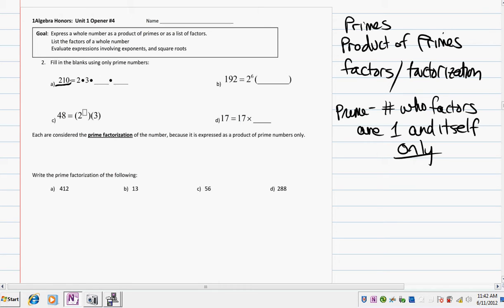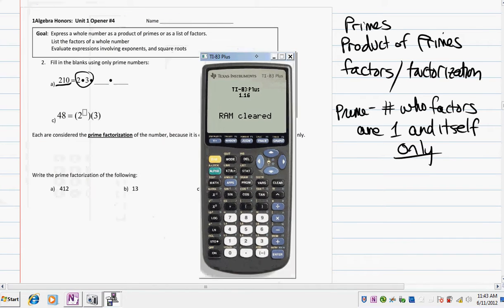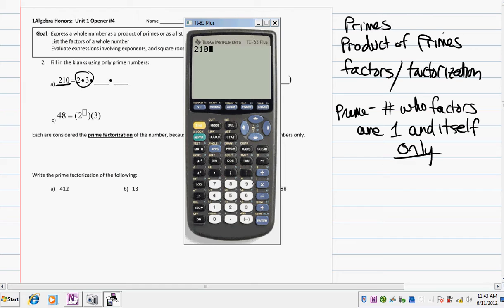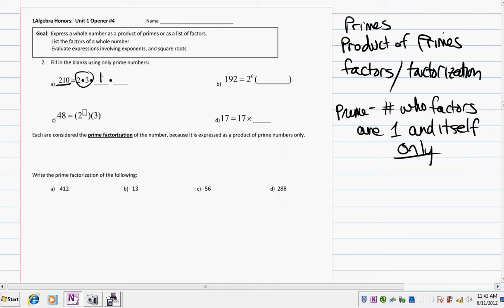So one way to think about this is you could just divide by the numbers you have so far to figure out what's left. So let's look at that. So 210 divided by 2 divided by 3 is 35. So I have 35 left, and I'm looking for prime numbers that multiply to 35. Well, we could think of this as 1 times 35, but the problem is 35 is not prime.